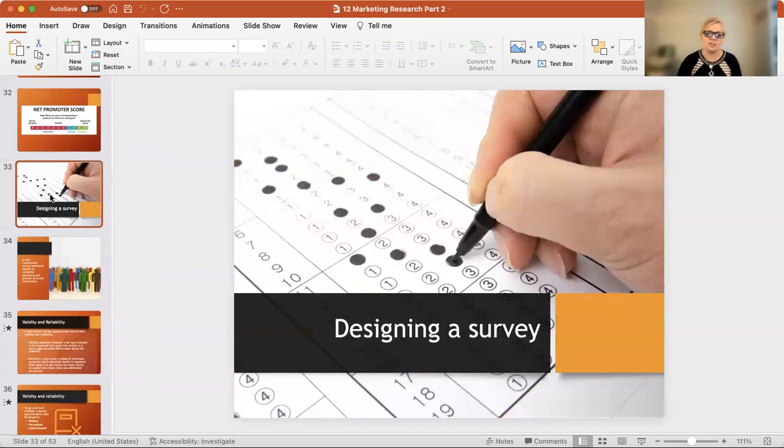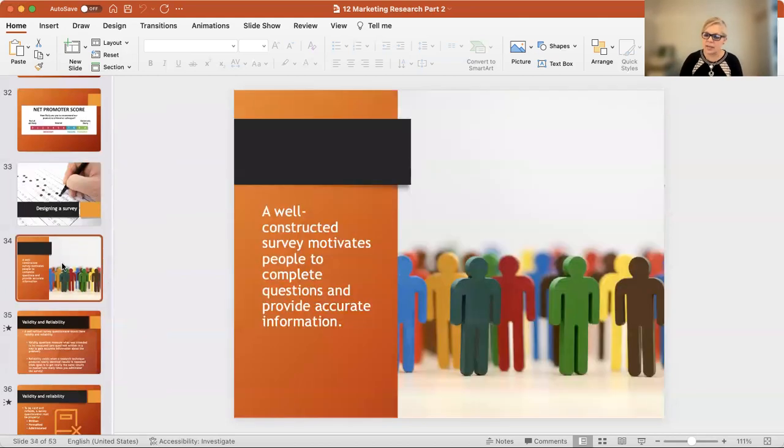How do we design a survey? It is complicated. It is very scientific how surveys are done. So don't take the next few slides as the gospel for how a survey should be designed. It is very complicated, and there are people who just do this for a living. They don't even do the research. They just create the survey instrument.